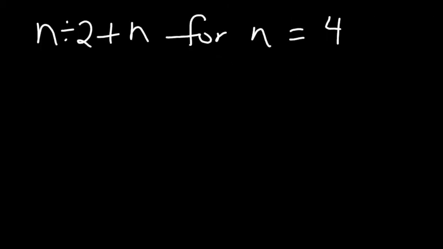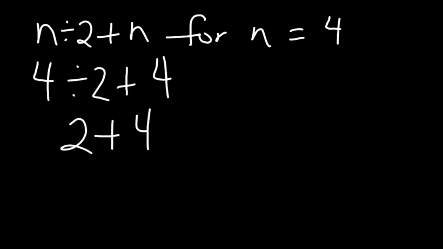Here's another one. N divided by 2 plus n for n equals 4. This is the algebraic expression. Here is the given value for n. Notice something. There's more than one n. We're going to have to put 4 into both spots for n. So let's do that. 4 divided by 2 plus 4. Order of operations, we have to divide first. 4 divided by 2 is 2. 2 plus 4 is 6. That's the answer.